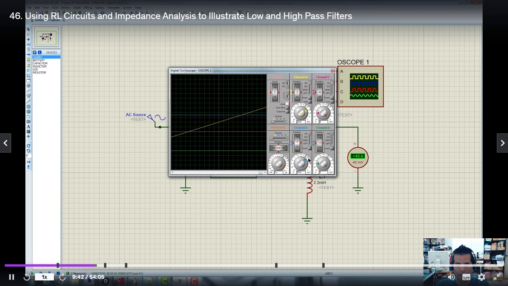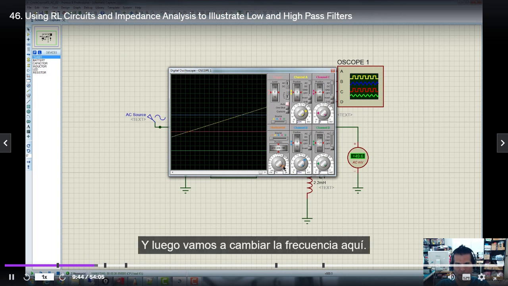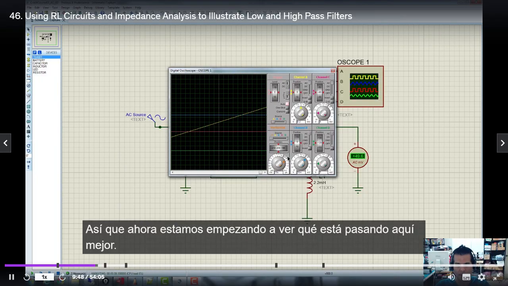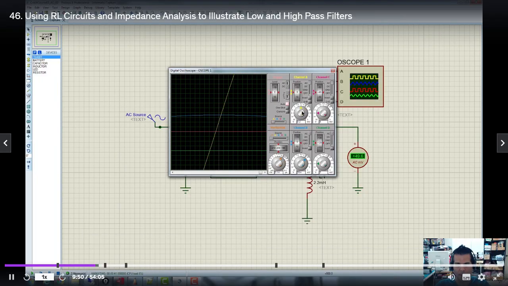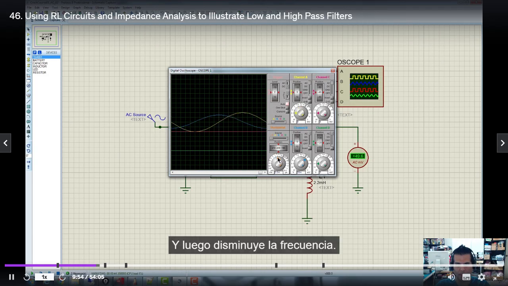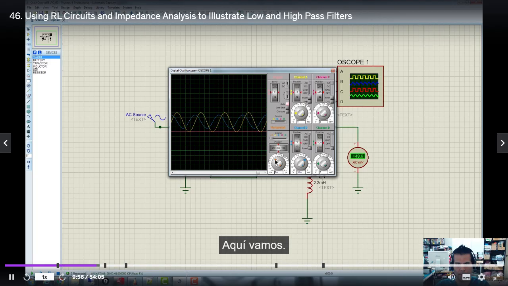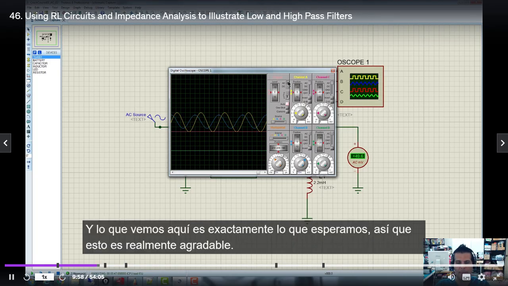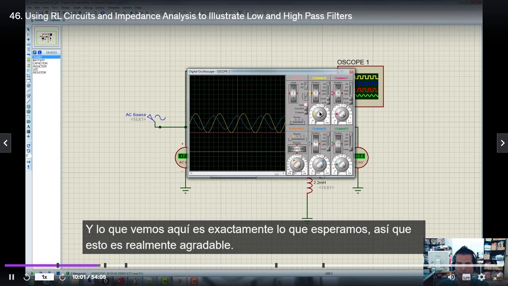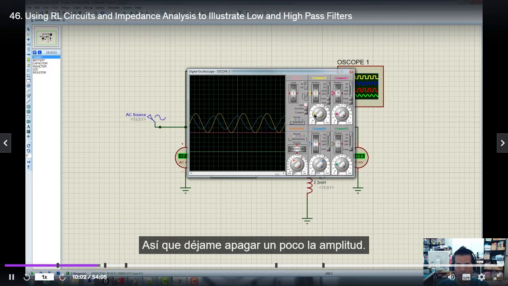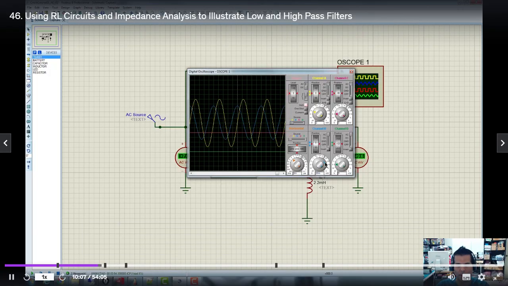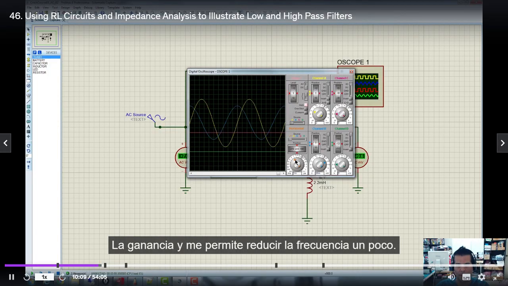Okay, and then we're going to change the frequency here. We're going to drop it down so we can see this. Okay, now we're going to drop this down. So now we're starting to see what's going on here better. All right, drop this down, and then slow down the frequency. There we go. And what we see here is exactly what we expect. So this is really nice. So let me turn up the gain just a little bit, and let me slow down the frequency just a little bit.